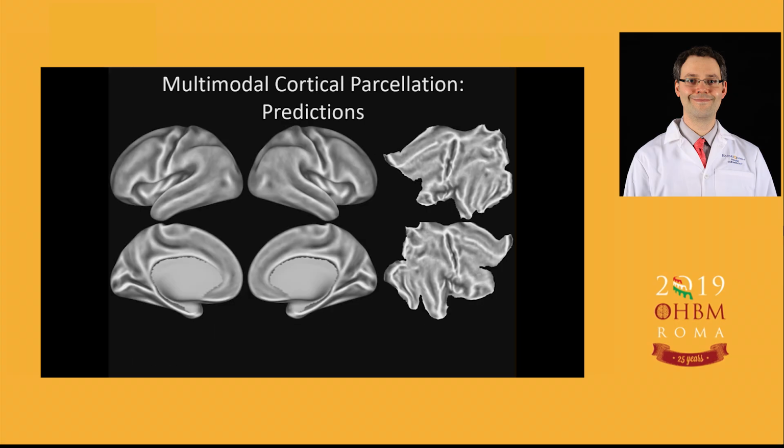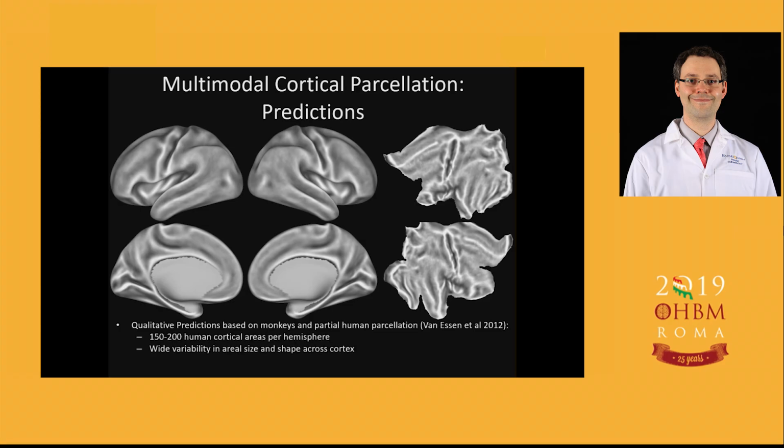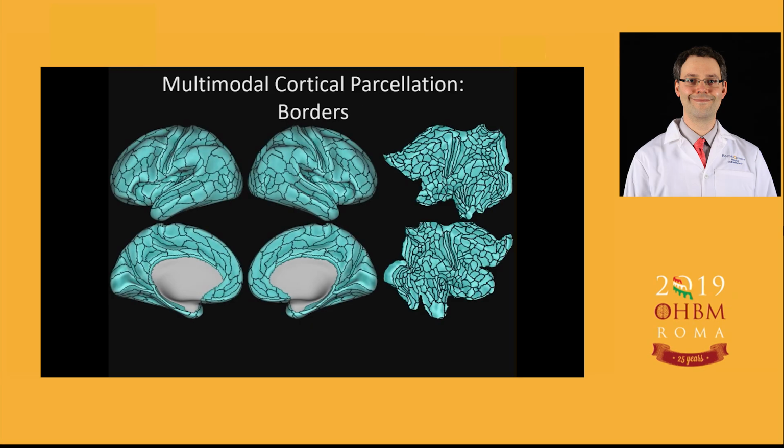So we had a few predictions going into this exercise. Based on partial human and monkey parcellations, we thought there'd be somewhere between 150 and 200 cortical areas per hemisphere. We thought there'd be wide variability in areal size and shape across the cortex, and examples of inter-area heterogeneity, such as the sensory motor topographies. So we found 180 areas per hemisphere. 97 areas were new, hadn't been described before, or were subparcellations of existing areas. And 83 areas had been described before per hemisphere.